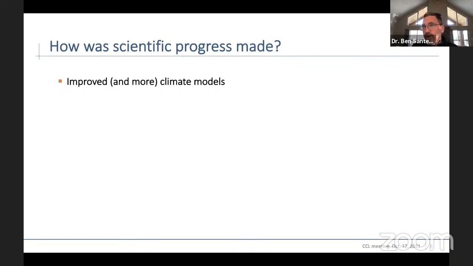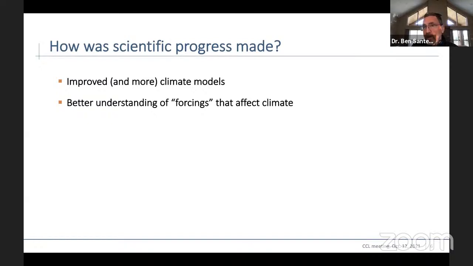We have a better understanding of what you might call these interaction terms between different components of the climate system. And we have many more climate models too. Back in the late 80s and early 90s, we had arguably half a dozen climate models. Now we have many, many dozens from countries and institutes around the world.